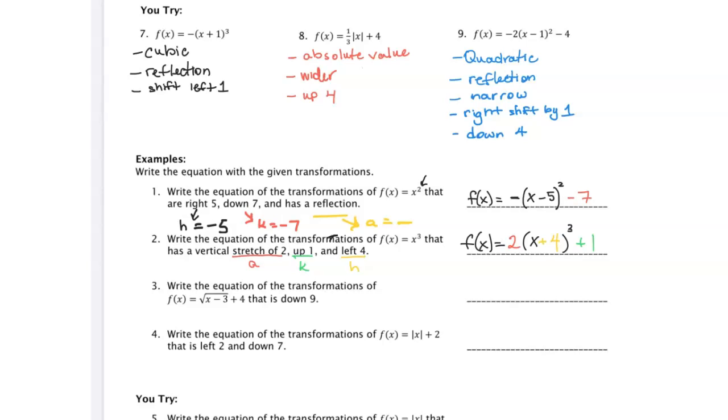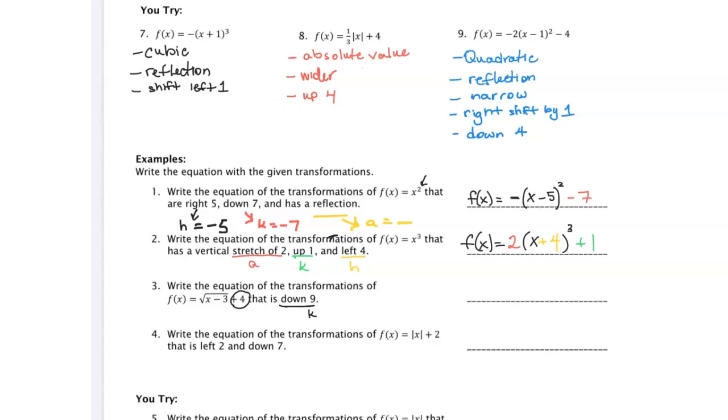All right, for the next one, write the equation of the transformations of f of x equals the square root of x minus 3 plus 4, that is down 9. So we only have one transformation this time, down 9. So moving up and down, that's controlled by our k. And here is our k in our problem.